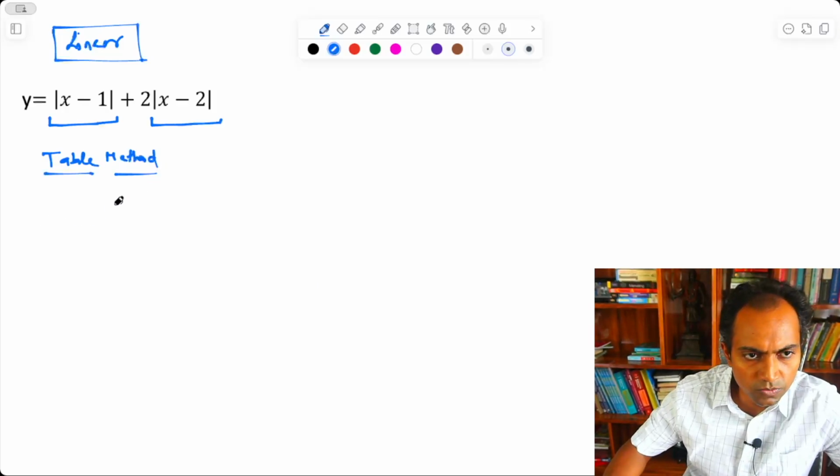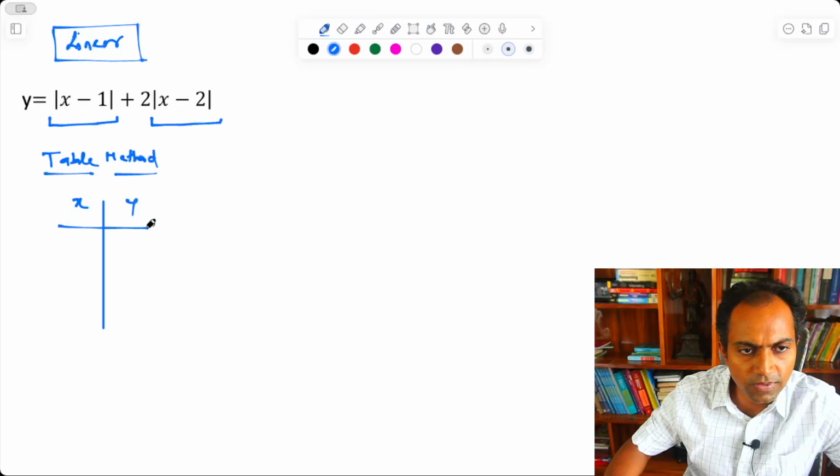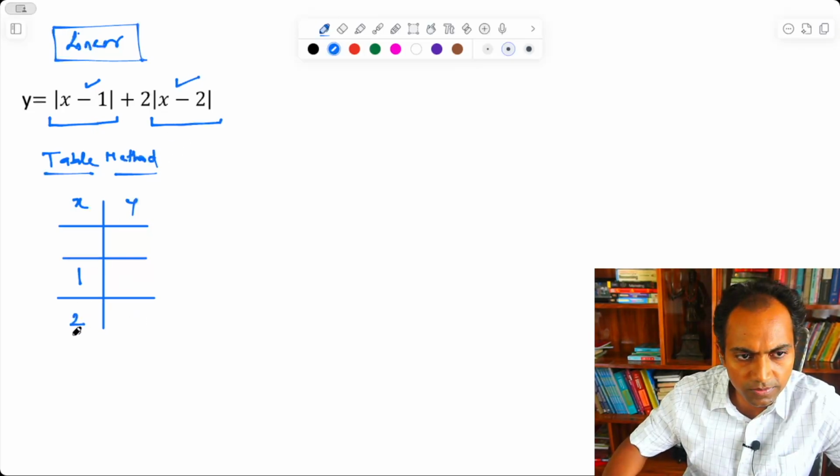So what we will do, we will make a simple table consisting of x and y and see what are the possible cases that can happen. So now we will put some values of x, and we will get the corresponding values of y. So what we will do first, we will take this modulus, put it equal to 0. So if I put x minus 1 equal to 0, the value of x is 1. Let us put it here. This is the first point over which we are going to check the value. Then we are going to put the other modulus equal to 0, get the value as 2, put that value here.